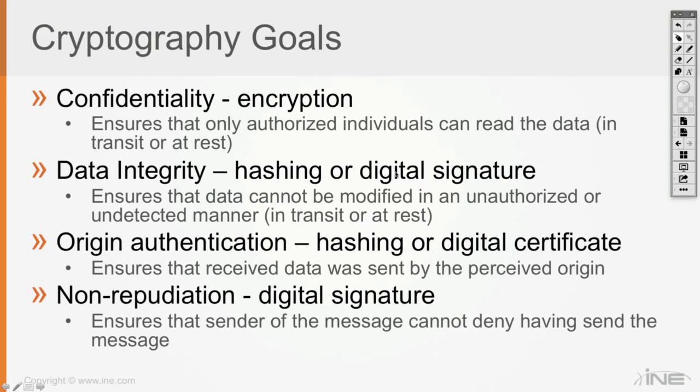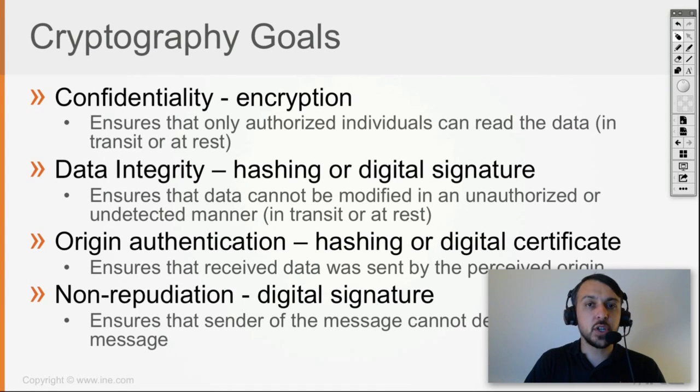And non-repudiation is going to be achieved through digital signature only. The scope of non-repudiation, as the name implies, is that we have to make sure that somebody cannot decline to have sent a message to begin with. So non-repudiation, when we implement it in cryptography, means we're going to make sure that the sender of a message cannot deny having sent the message. And this is usually provided by digital signatures.